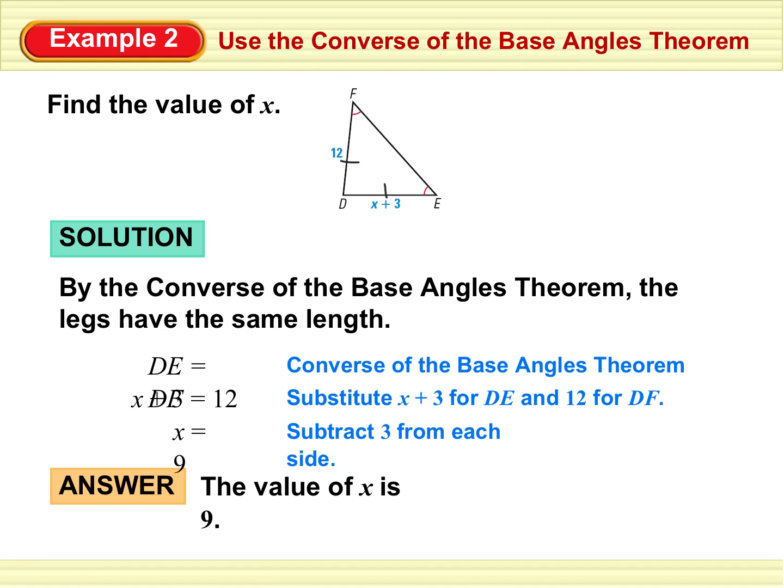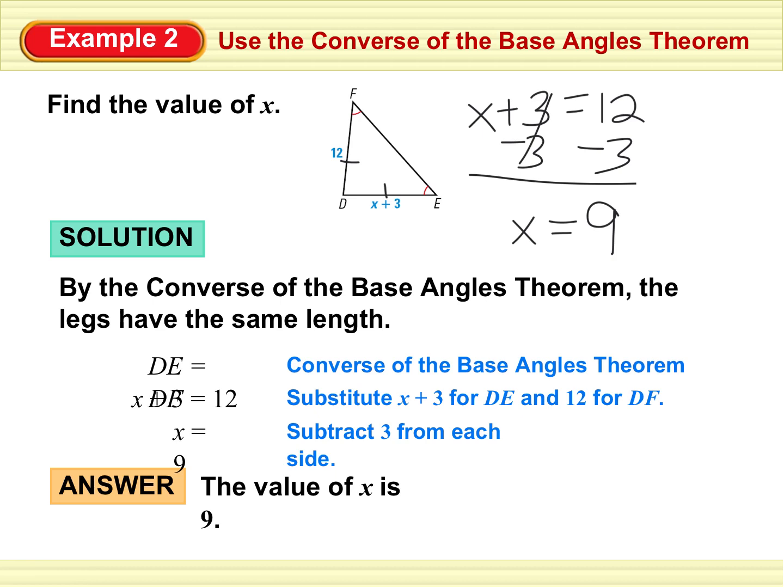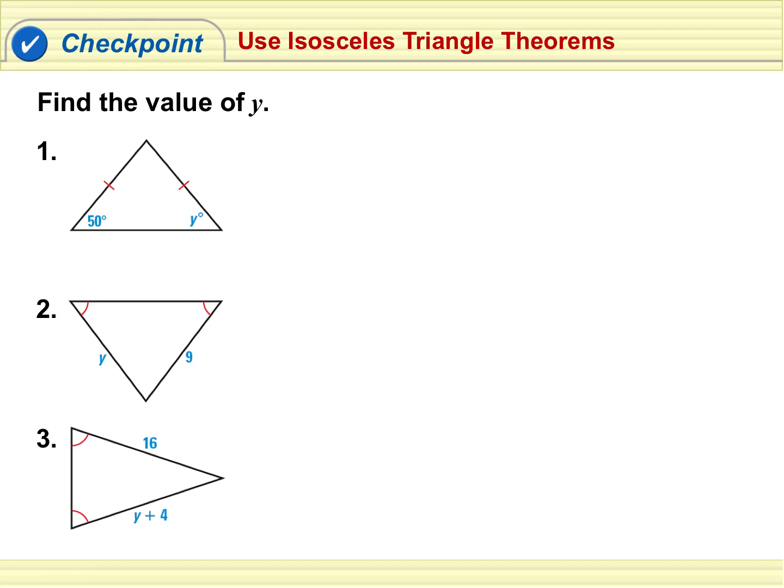So how do we set up an equation to solve for x? Set them equal to each other: x plus 3 equals 12. What's my one step to get x by itself? Subtract 3. So you get x equals 9. Okay, go ahead and try these three on your own using the base angles theorem and the converse of that theorem.